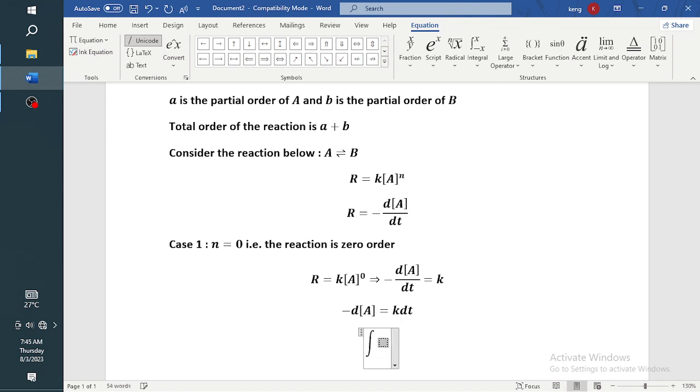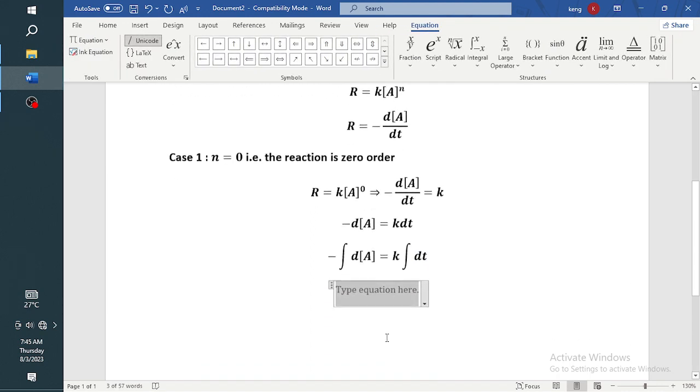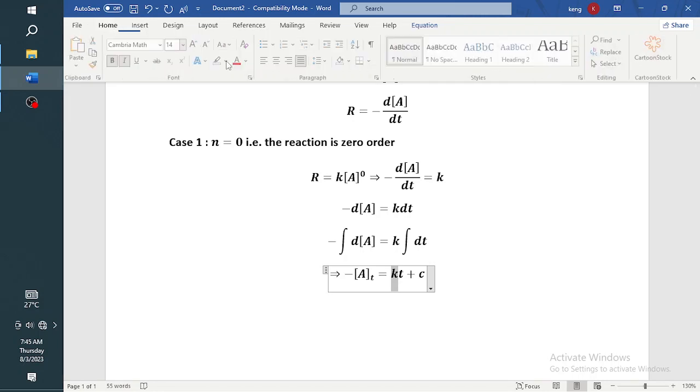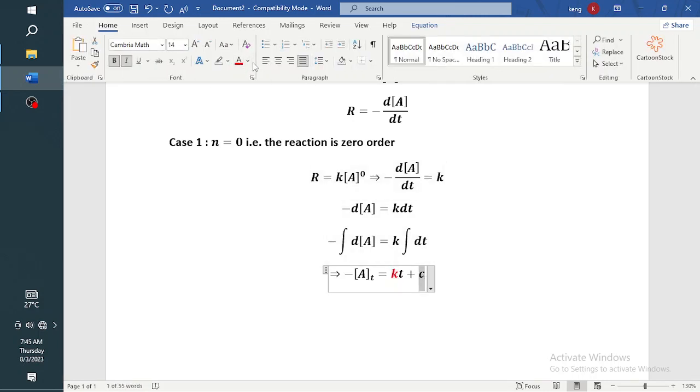So I can now integrate both sides. I put a negative outside, dA, and then here I have k, and then I integrate dt. Remember that k is called the rate constant. So from here, what do we have at the end of the day? If I integrate dA, I'm just going to get A. I'm going to specify that it's at time t, equal to kt plus a constant of integration. So you see that we have two constants. We have the rate constant, which is k, and then we have the constant of integration, which is c.